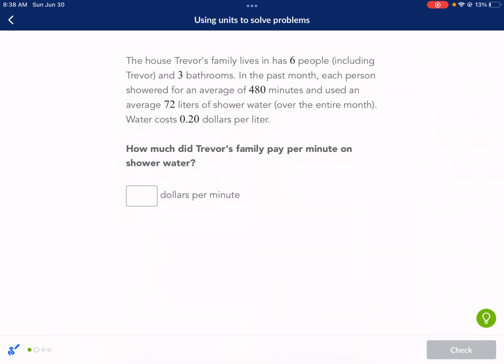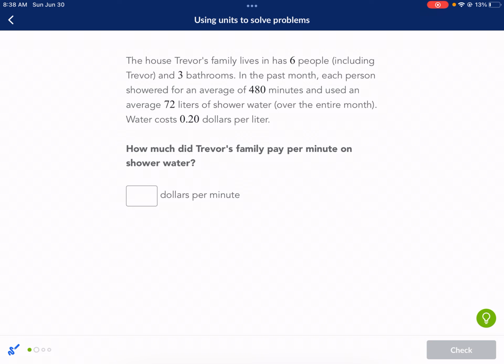The house Trevor's family lives in has 6 people and 3 bathrooms. In the past month, each person showered for an average of 480 minutes and used an average of 72 liters of shower water over the entire month. Water costs 20 cents per liter, or $0.2 per liter. How much did Trevor's family pay per minute on shower water?